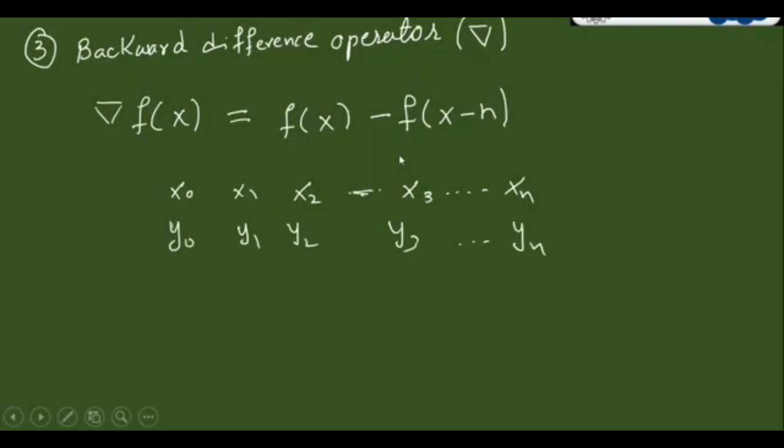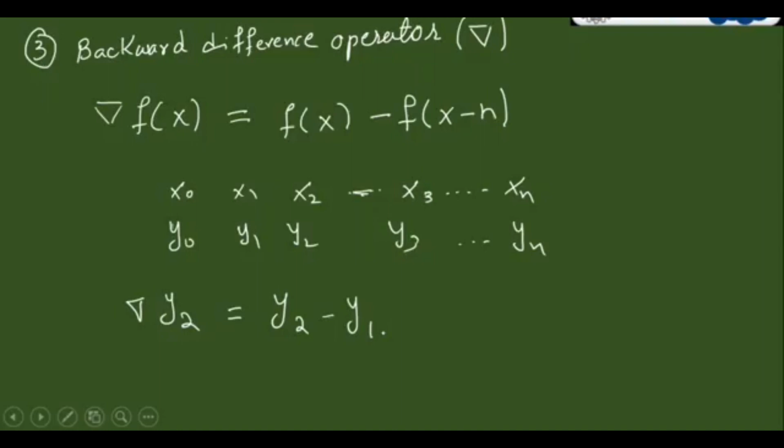So let's discuss it in the data set. If I apply, for example, backward difference at y2, it means I have to subtract this value, that is y2, from the value that is on the back side of it. So what is the value on the back side? Just one step back is y1. This is a very simple definition, just like the forward difference operator.